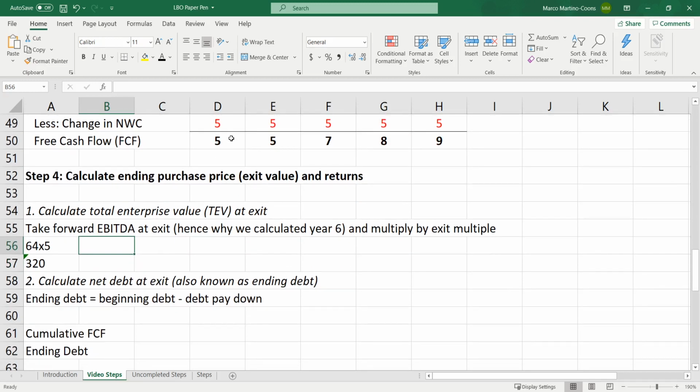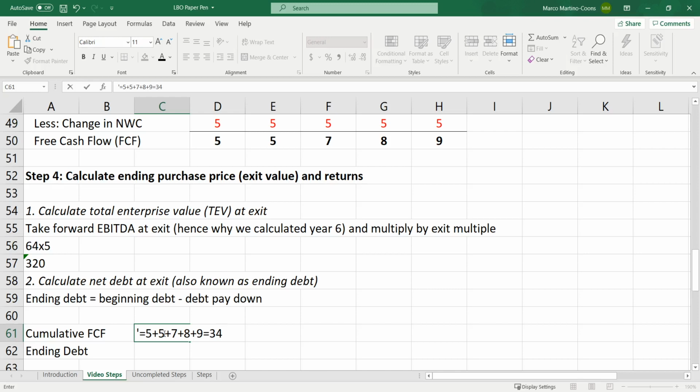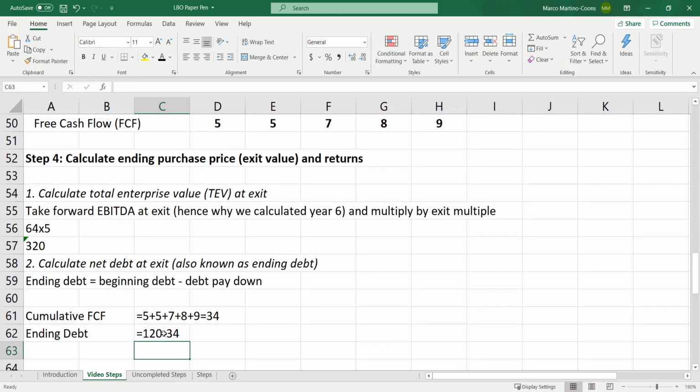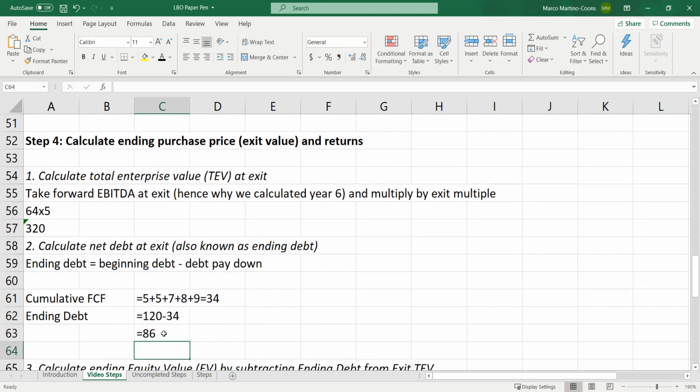So all we have to do here is find our cumulative free cash flow. So if we do our 5 plus our 5 plus our 7 plus 8 plus 9, this should give us 34 for our cumulative free cash flow. And then we just do our beginning debt of 120, and then we less this cumulative free cash flow, which is going to be our debt pay down. So if we do our 120 less 34, we're going to end up getting an ending debt amount of 86.